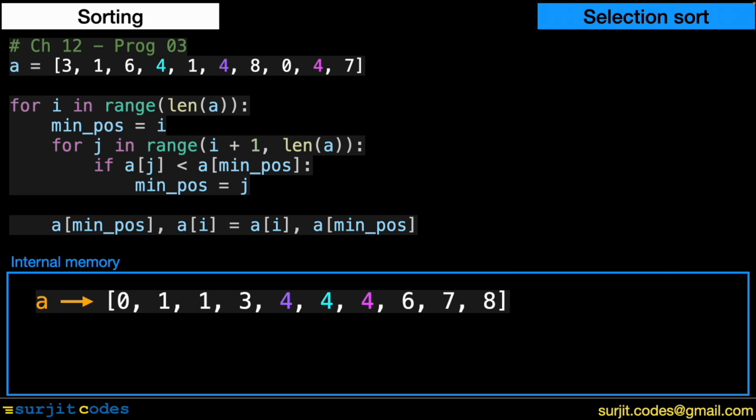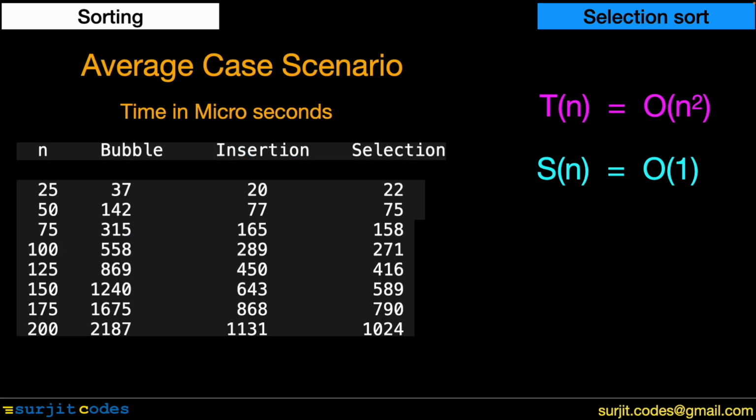With minimum swaps, this sorting takes minimum time. However, with a for loop within another, the time complexity is again of the order of n squared and the space complexity is constant. I took 500 random lists of size n each and found their average sorting times in microseconds by each of the three methods.